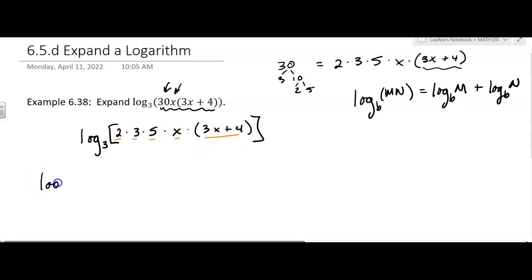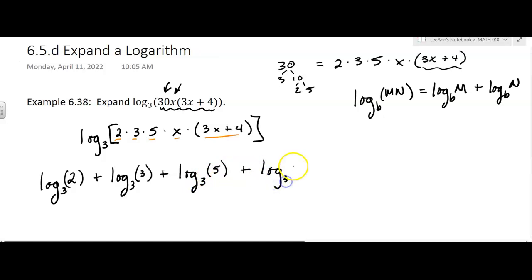So it's going to be log base 3 of 2. Now, you can put the parentheses or not put the parentheses. I think I'll put the parentheses just because that's what we have been doing. But a lot of times they don't put the parentheses. So notice I'm taking each of those factors and giving them all a log base 3 of that factor. They all have the same base. Okay, so there's the expansion.